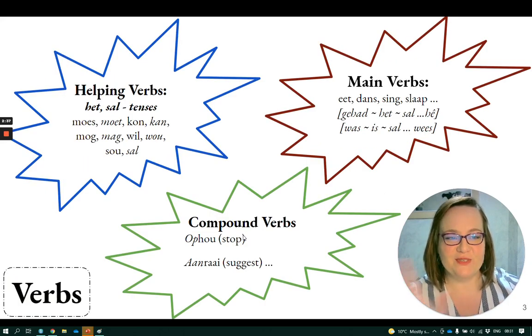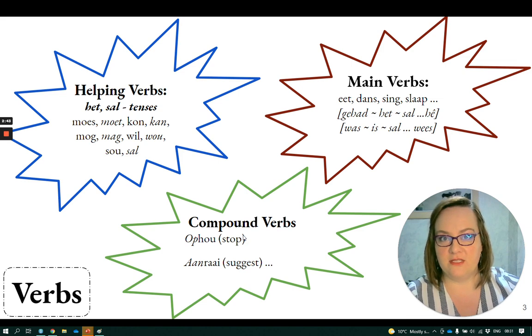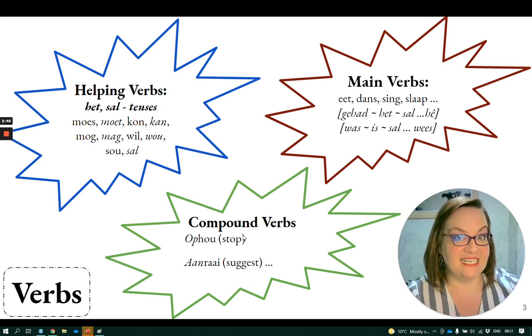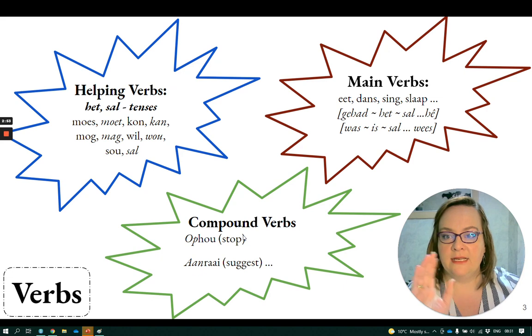Let's see all the verbs, main verbs, helping verbs, and compound verbs. The compound verbs still need a het for the past. Some of them still need a ge in their verb. They need a sal for the future. So they don't have different rules when it comes to past and future tense. There's just something that happens to the verb in past and present tense.